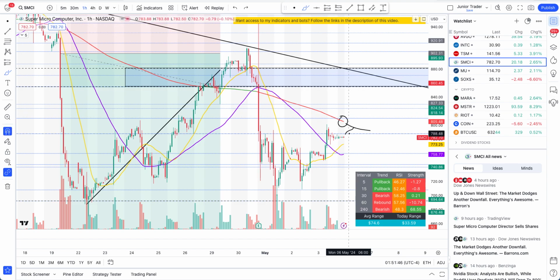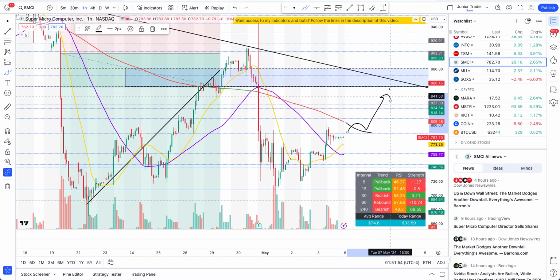But yes, as I said, if this level of 788 breaks going in on Monday, and we get out of the 200 hours moving average, this may continue higher, at least to 855.